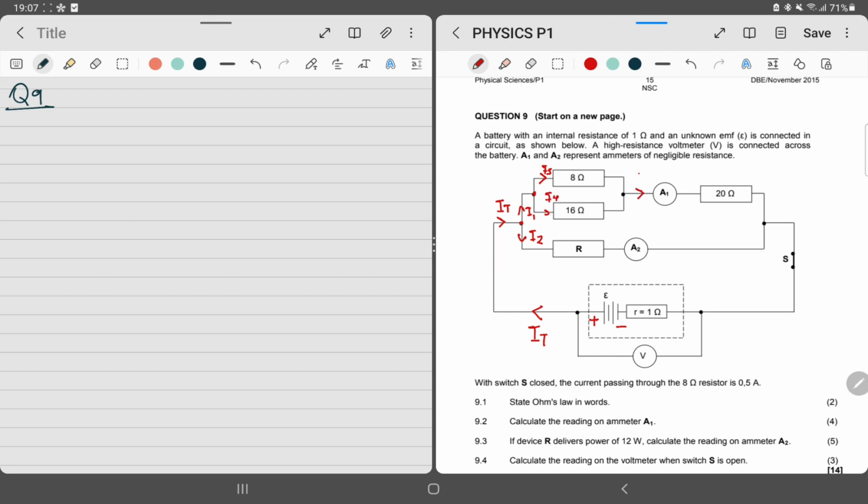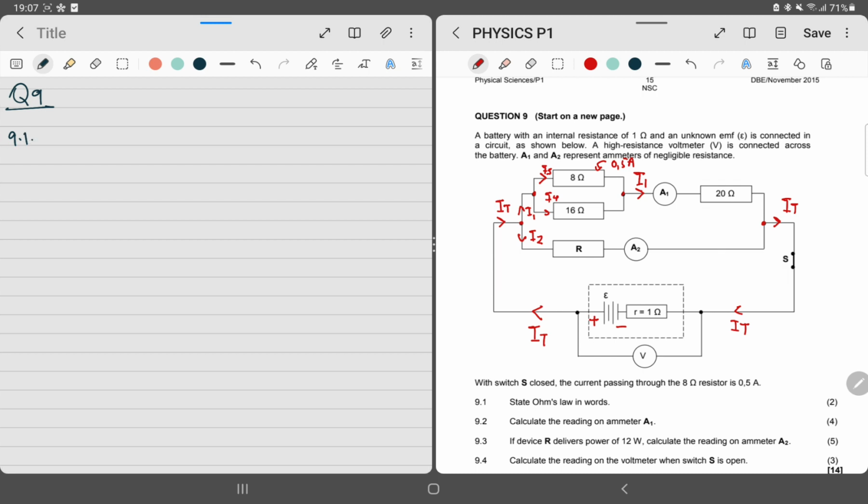The current that leaves this node right there must be what? It must be I1 because that's what was entering the junction. So that is I1. And then I1 and I2 will combine at that point and then will form I total. With the switch S closed, the current passing through the 8 ohm resistor is 0.5. So we have 0.5 passing through the 8 ohm resistor.